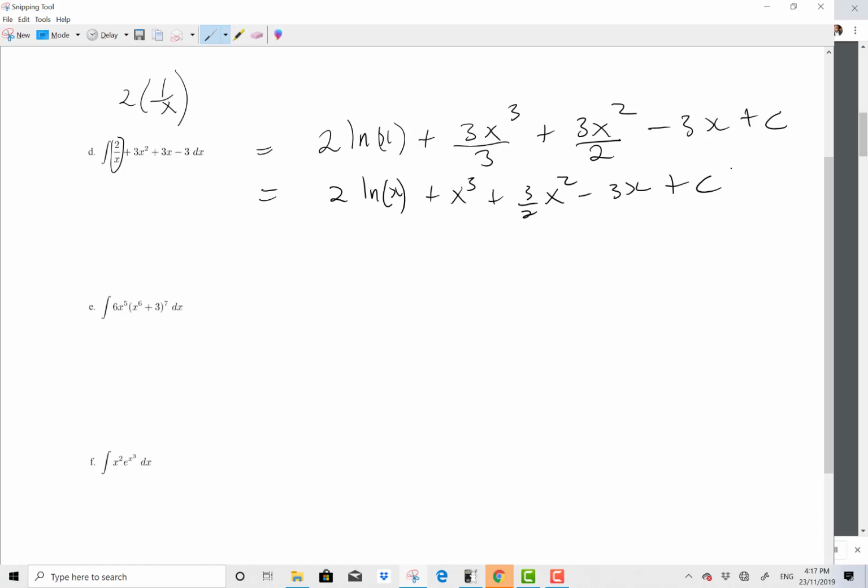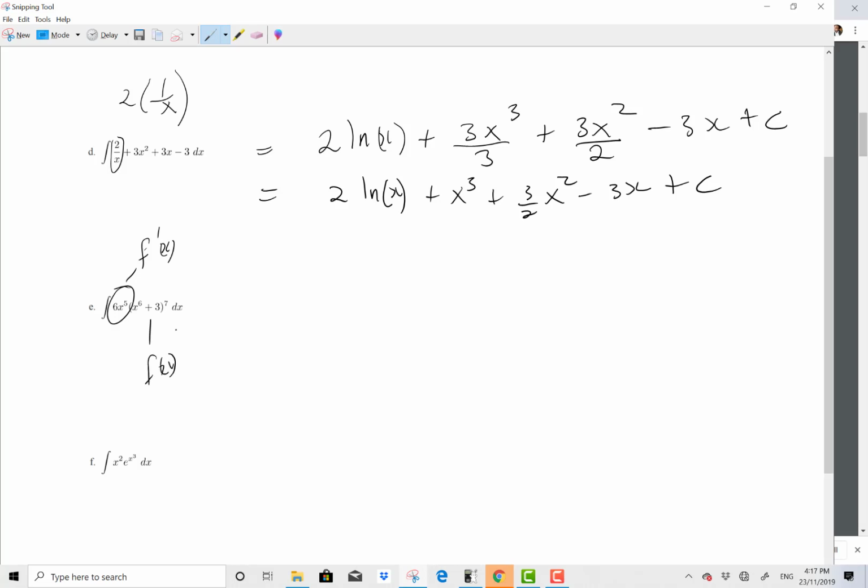So for part E, we want the integral. We have the product right there. A simple way to do this is recognize the pattern. If I look at this carefully, I recognize that the term beside it is going to be the derivative. So that's f prime of x times f of x.